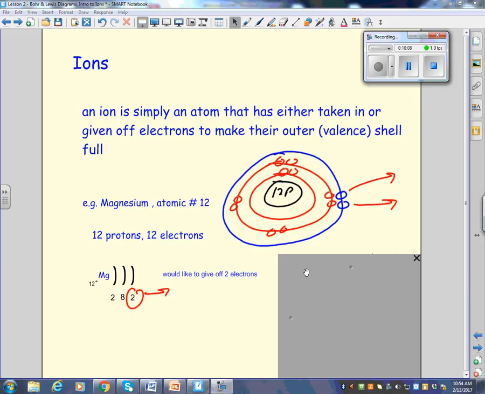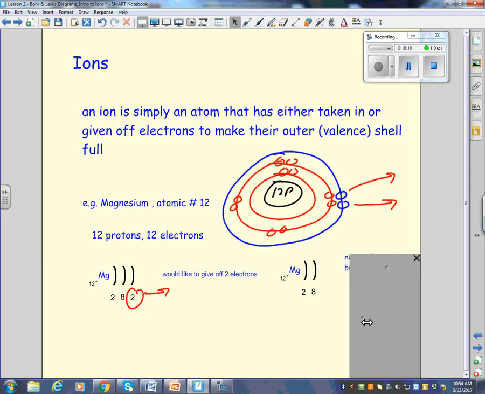Okay, so if you gave away those electrons, what would happen? Then you'd have 2 and 8, right? And this shell would be happy. It's got 8 in its outer shell. But there's kind of an issue, kind of a problem.